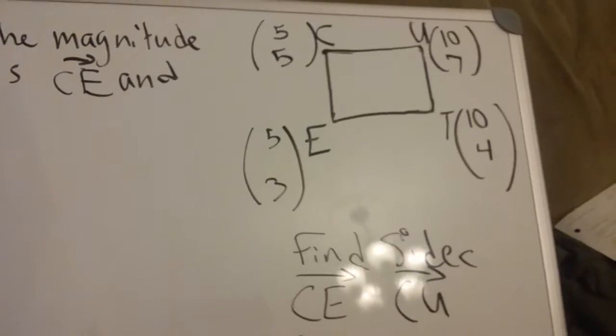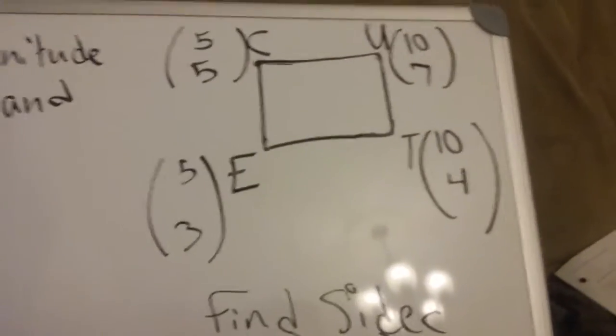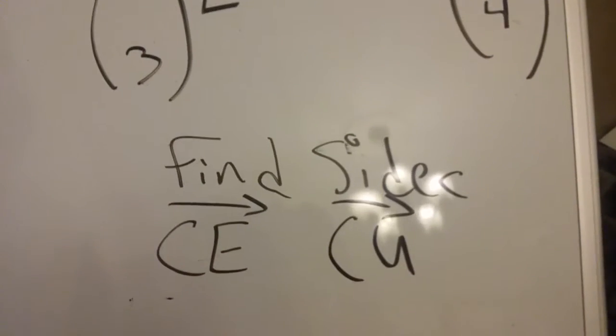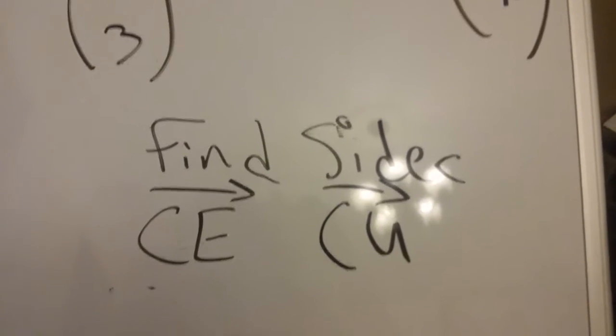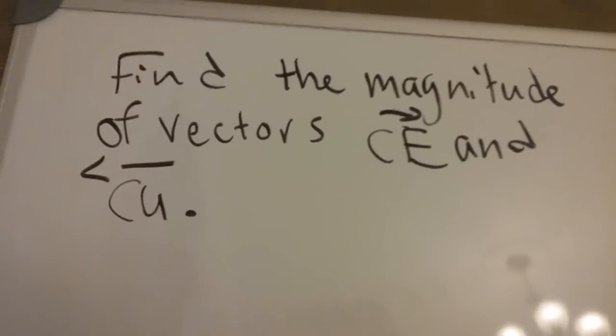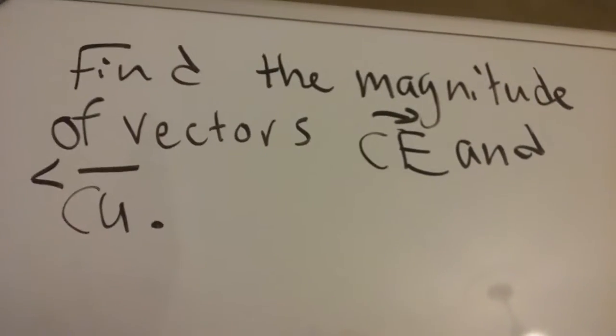Now it's time for you to apply what you have learned today. I have one problem right here with a quadrilateral, and the problem is to find sides CE and CU. Then we have our second problem right here, which is to find the magnitude of vectors CE and CU.